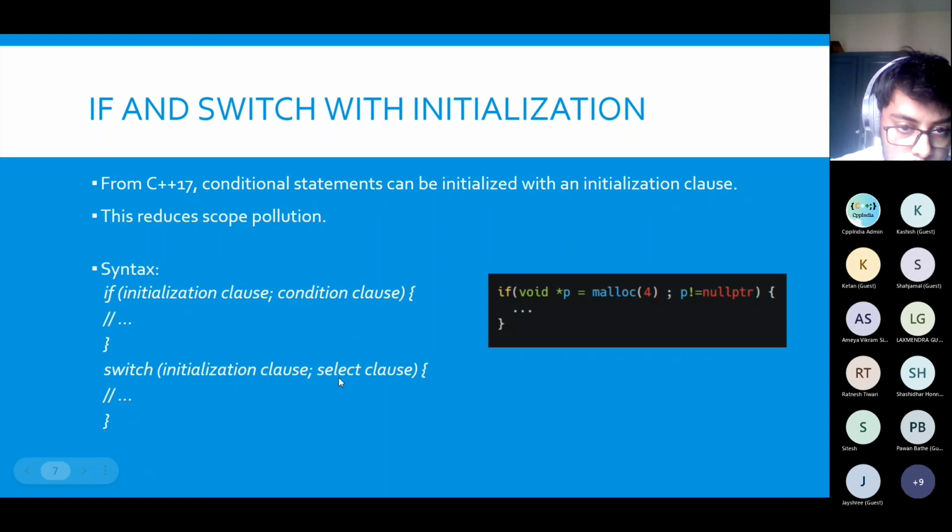Sorry, not for switch actually, for if. For switch it is just used to identify the identifier which it should use inside the switch statement. So there is an option that you can just add an initialization clause with a semicolon, and then the scope pollution will be reduced.